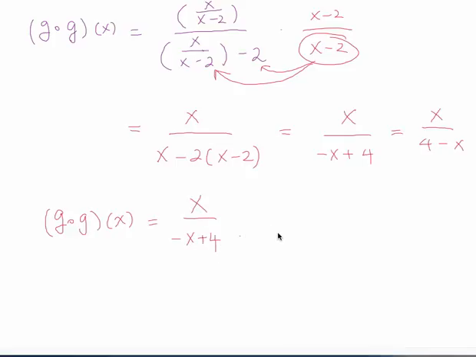And let's think of a domain. The domain of g was x is not equal to 2. Any real number except x equals 2, and for the composite g of g, x cannot be 4. So that's your domain of g of g.